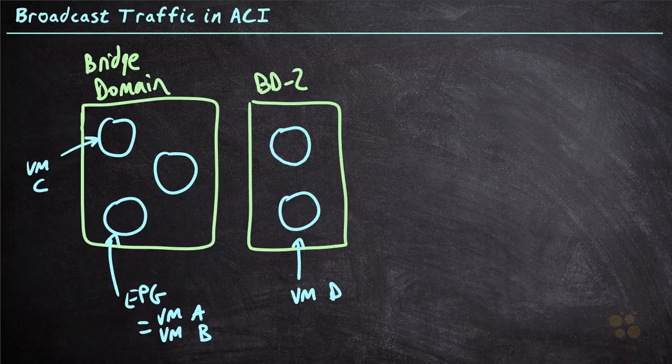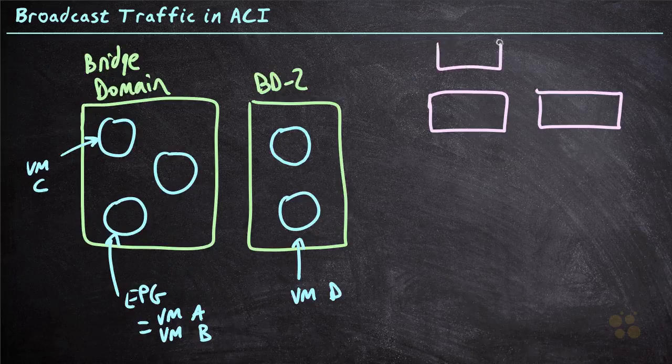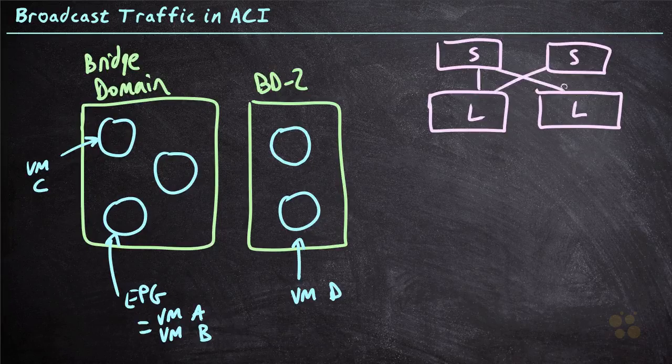Now this is great all being in the logical world, but what's this look like in the physical world? Because at some point we do have physical switches. And so we'll draw this out real quick as a small ACI spine and leaf architecture, where we have a couple of spine switches and a couple of leaf switches. And leaves connect to spines and spines to leaves, but spines don't talk to spines and leaves don't talk to leaves.